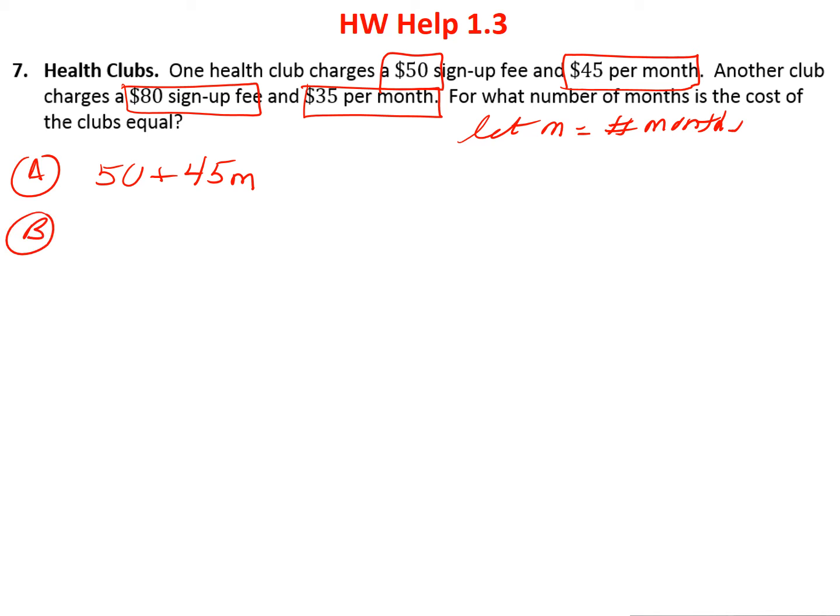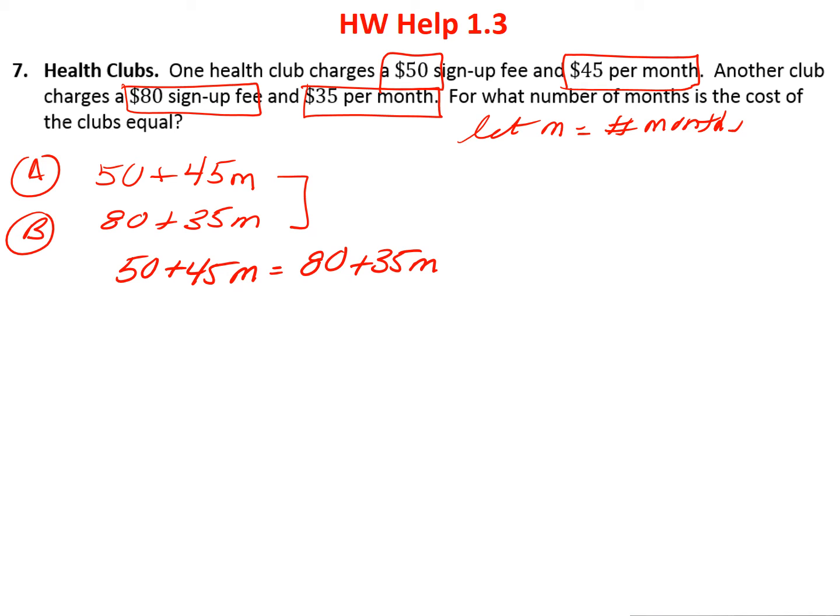The second one, they charge you $80 to sign up, but then they're less per month. And the question is, when are these two equal? Well, let's just set them equal and find out. So I'm going to put down here 50 plus 45m equals 80 plus 35m.